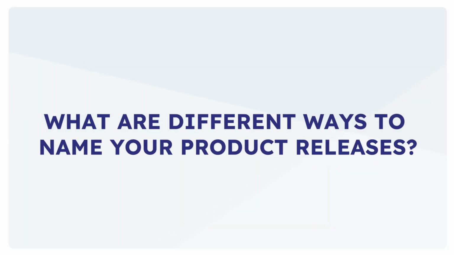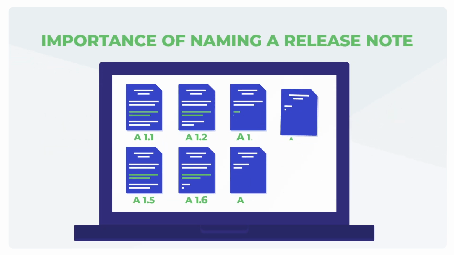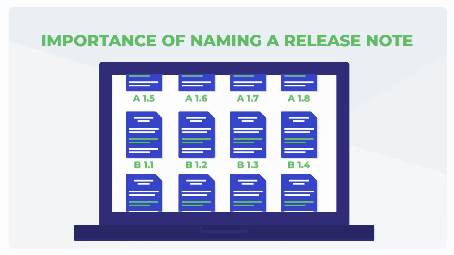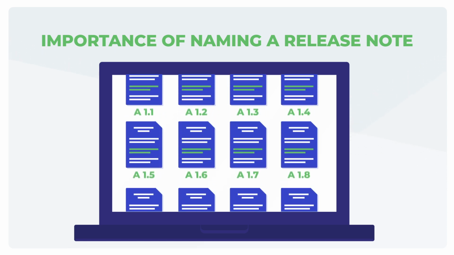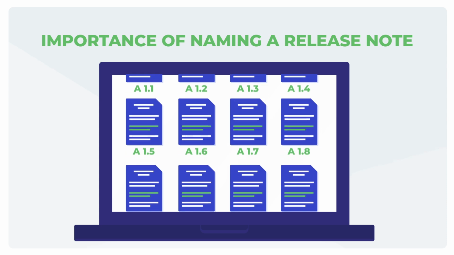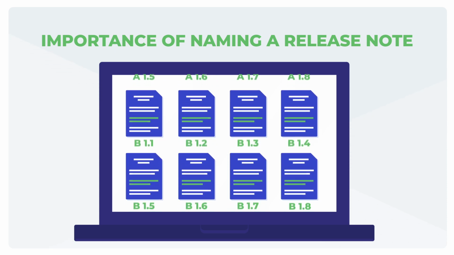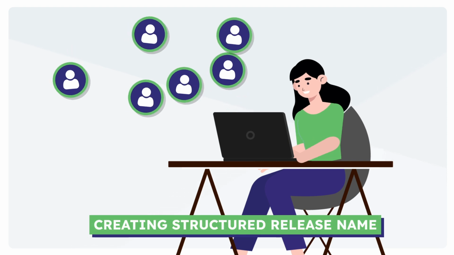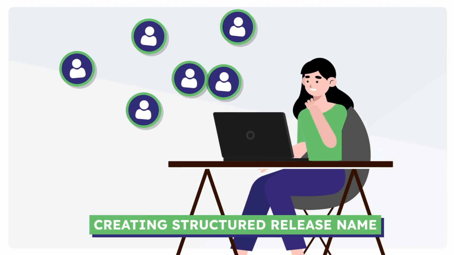What are different ways to name your product releases? Naming releases or versions is often an area where the least amount of attention is paid in the software development process. However, the logic behind naming your releases should be to convey meaning to relevant stakeholders. Now, who these stakeholders should be and what meaning should be conveyed is entirely up to you.